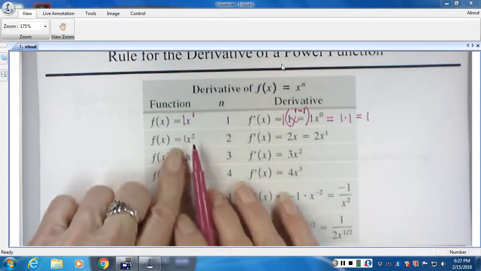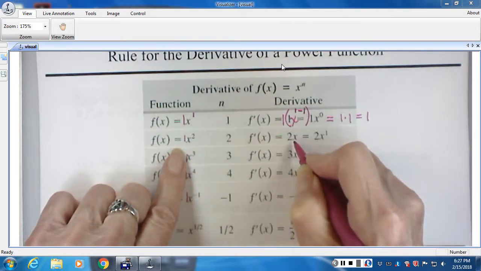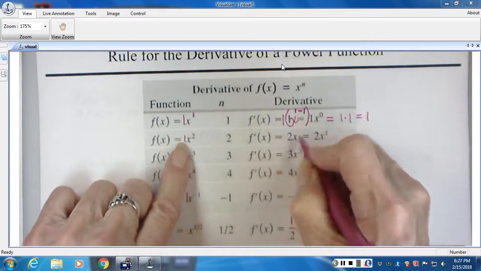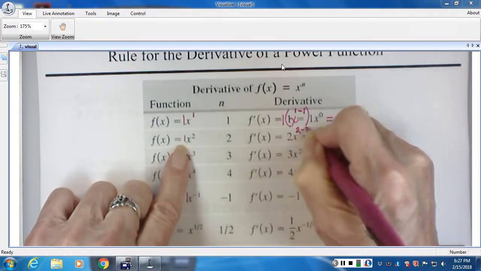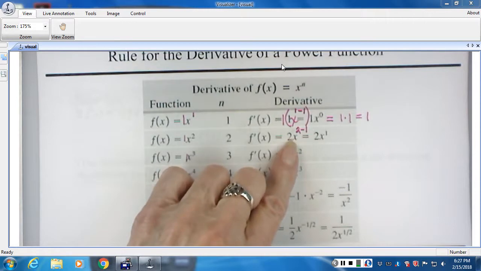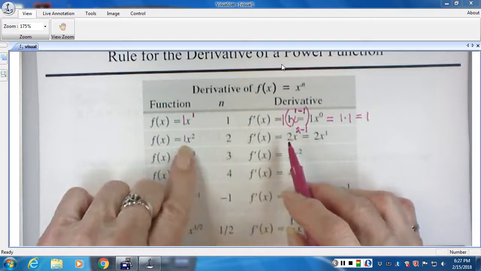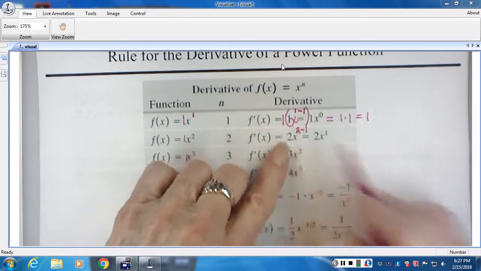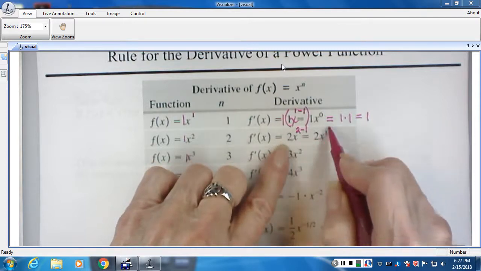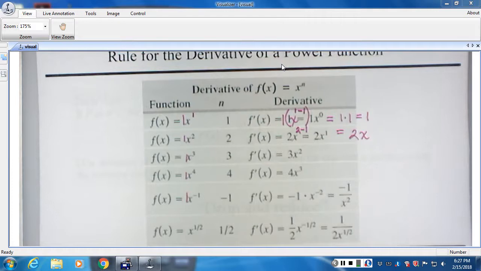If we have x to the second power, we're going to do the same thing. We're going to bring the 2 down in front, times that 1, which leaves us with 2. The power originally was 2, but now we're going to subtract 1 from that 2. So the new power becomes 1. So the derivative of 1 times x squared is 2 times 1x to the 2 minus 1, which is 2x to the first power, and we'll usually just write that simply as 2x because we know we don't need that 1 for a power. It's understood to be there.